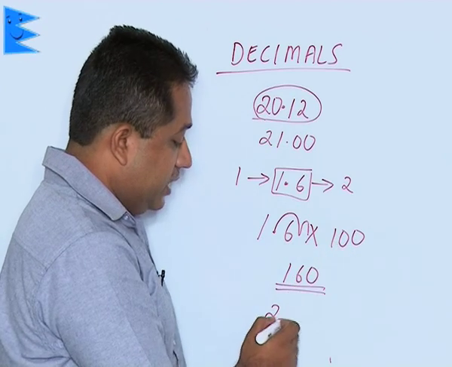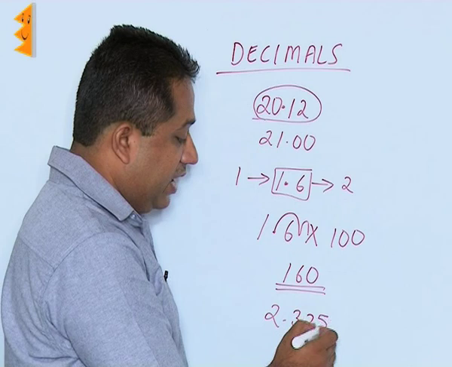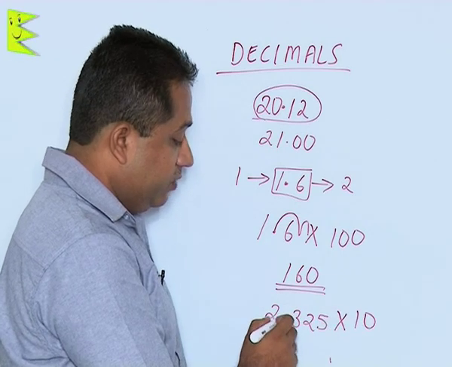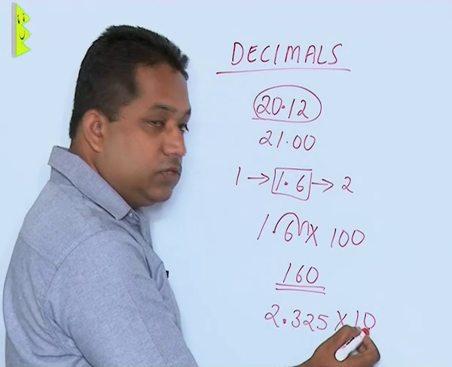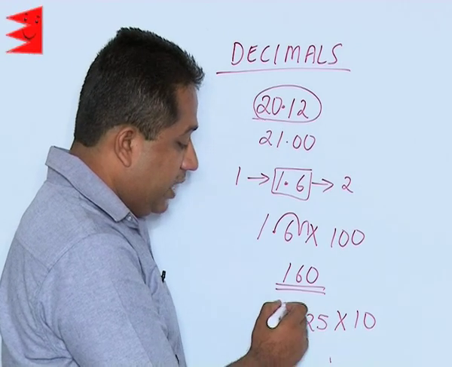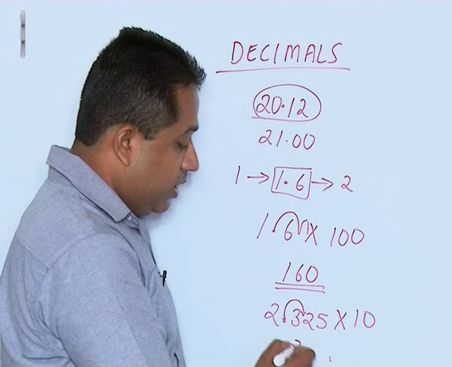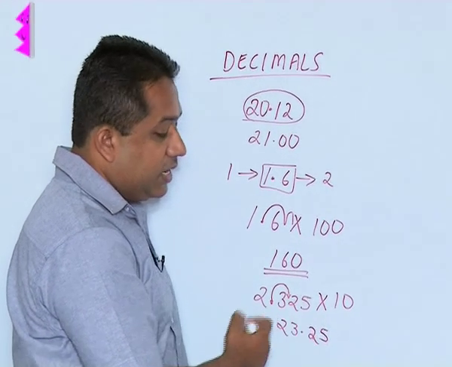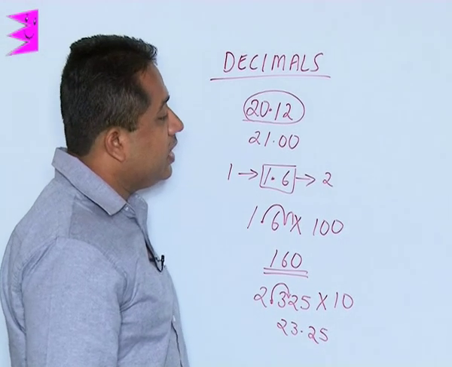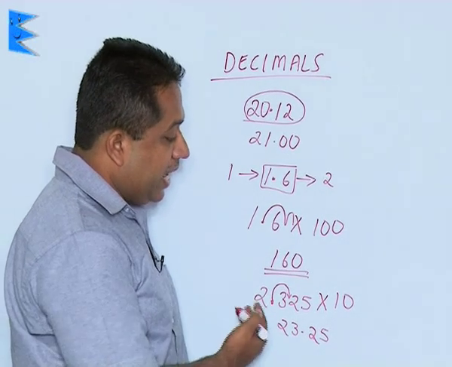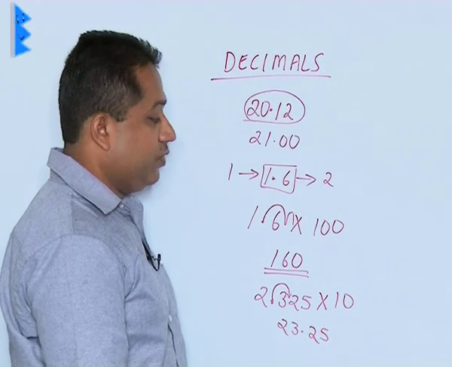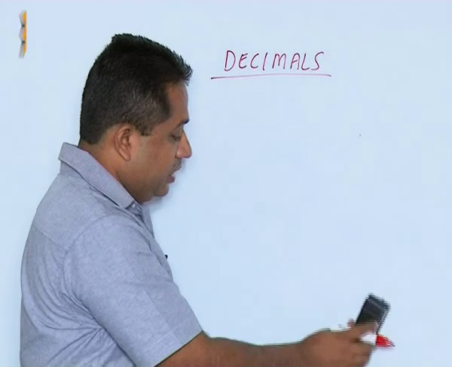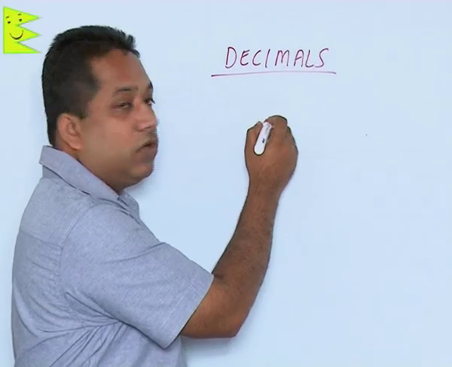If I have, let us say 2.325 and I am multiplying by 10, it implies that the decimal will shift one place to the right. So, the equivalent value here will become 23.25. So, we see that multiplication with 10, 100, 1000 or 1 followed by n number of zeros is a very simple procedure. How do we divide then, when a decimal is divided by 1 followed by zeros?